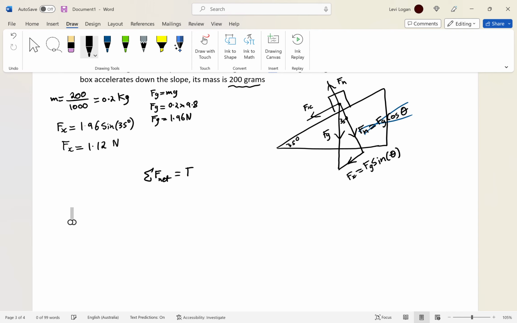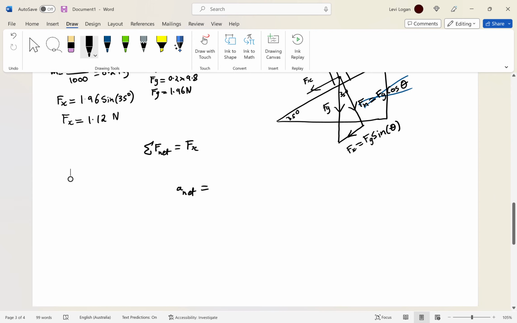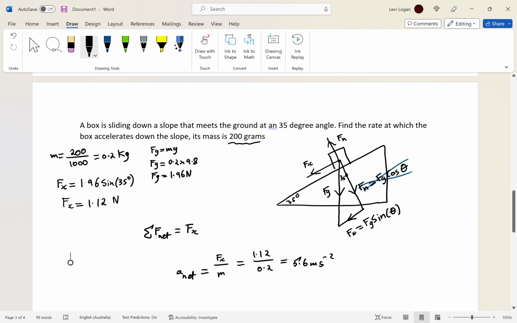Now, since there's no friction going down the slope, the net force is just going to be equal to the force down. Okay, because there's no friction going against it. So therefore, our net acceleration is just going to be the force we calculated down the slope, F subscript x, divided by the mass. So it's going to be 1.12 divided by 0.2. So putting that into a calculator, it's going to be 5.6 meters per second squared. And that's the answer to this question.